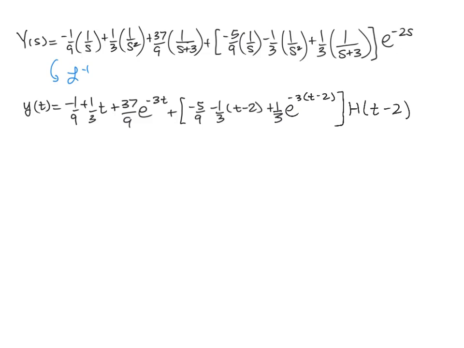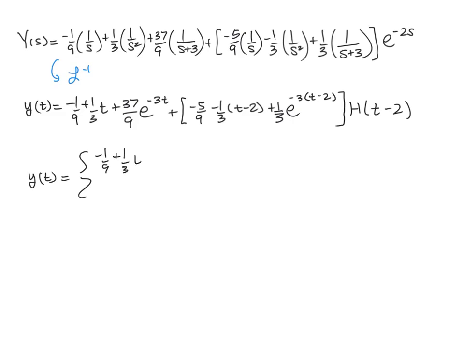So that's our inverse, and now we have to go in and express this as a piecewise defined function that changes definition at 2. So the y of t is going to first have our -1/9 plus 1/3 t plus 37/9 e to the -3t, and that's for t values between 0 and 2.